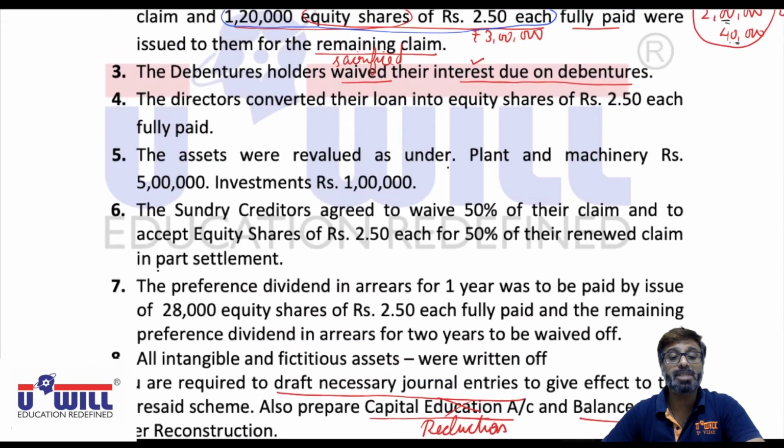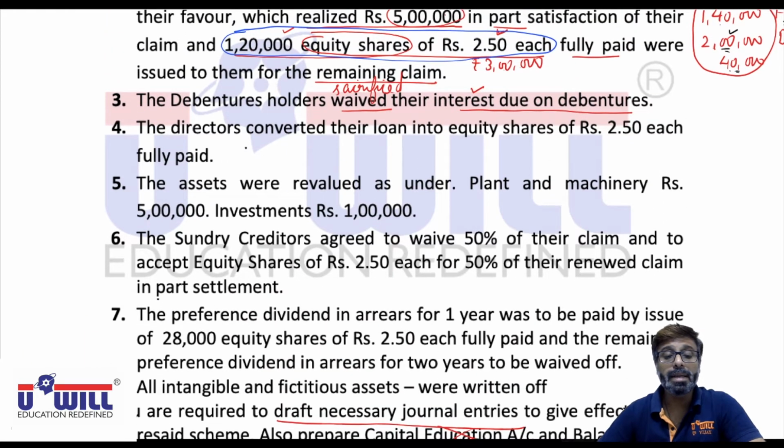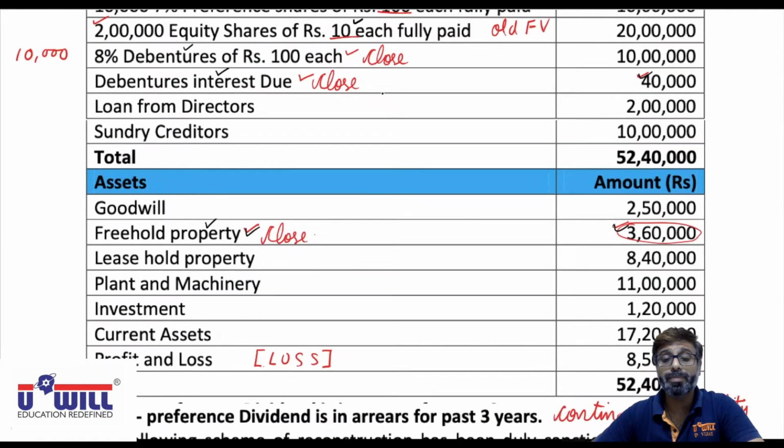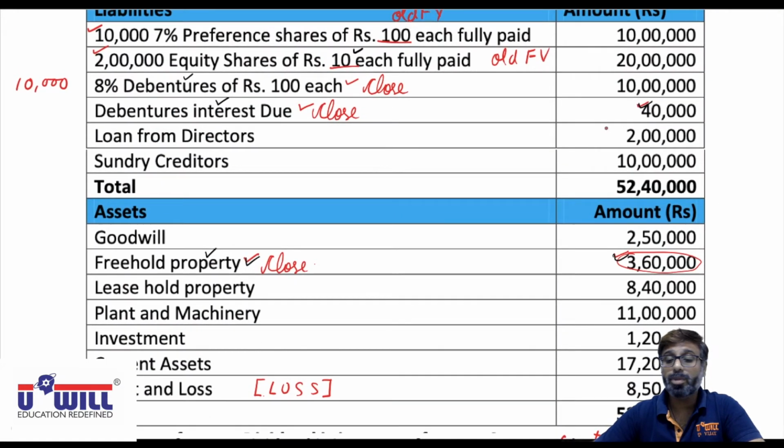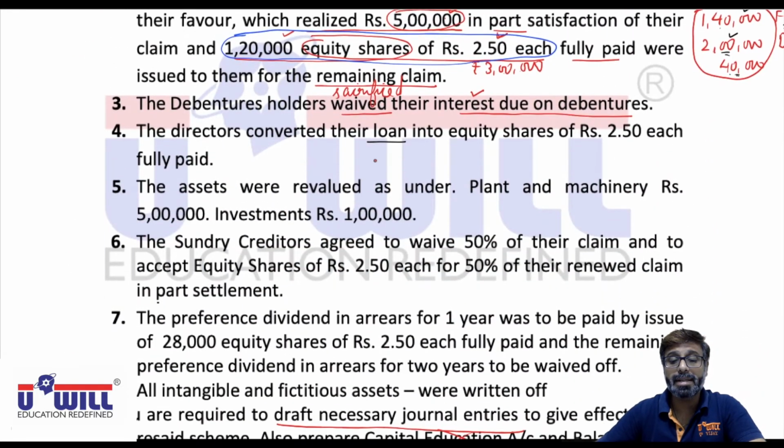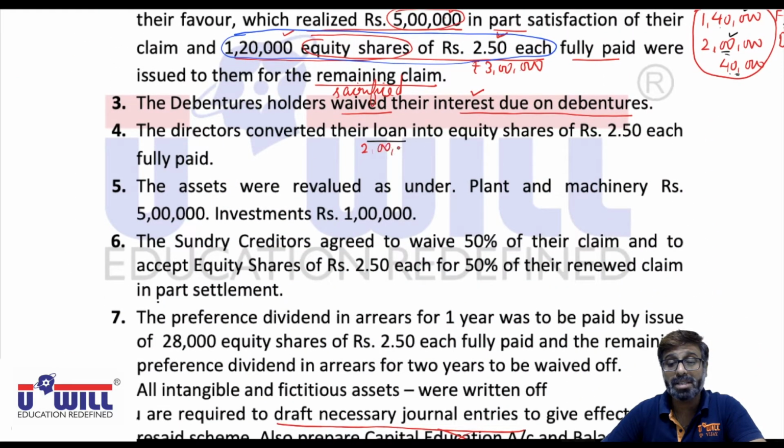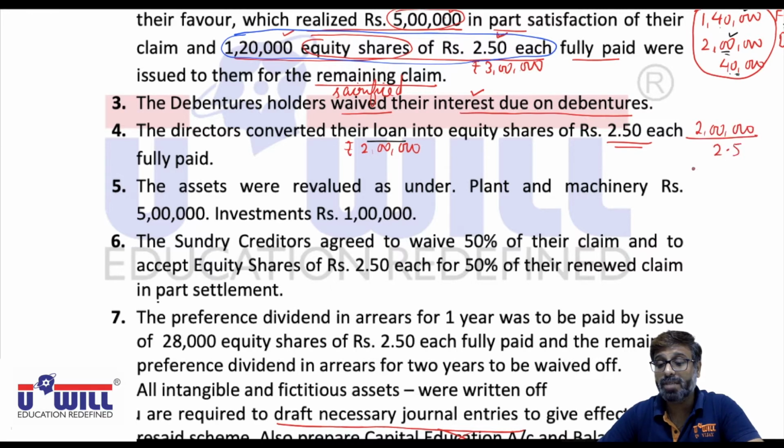Now look at adjustment number 4. The directors converted their loan. What is the loan amount? 2 lakh rupees. The directors converted their loan of 2 lakhs into equity shares of rupees 2.5 each fully paid. Means 2 lakhs divided by 2.5. How many equity shares would have been issued to them? 80,000. This is relevant when we make the balance sheet. You must know the number of equity shares.